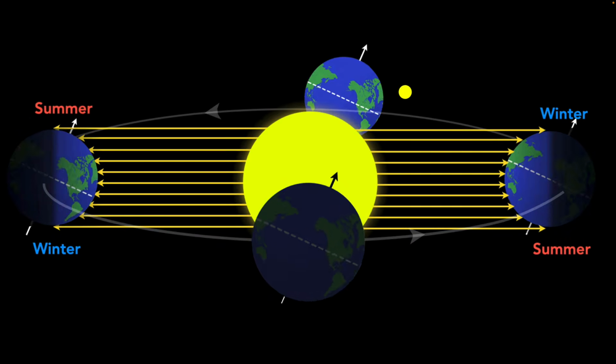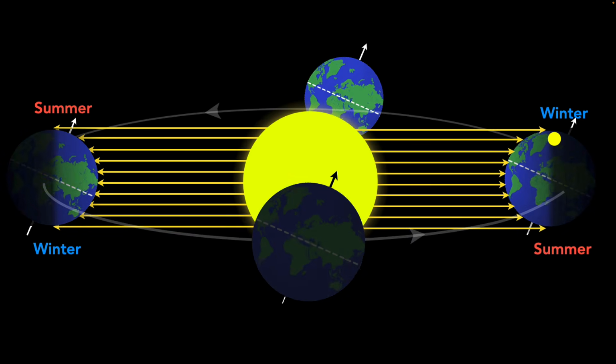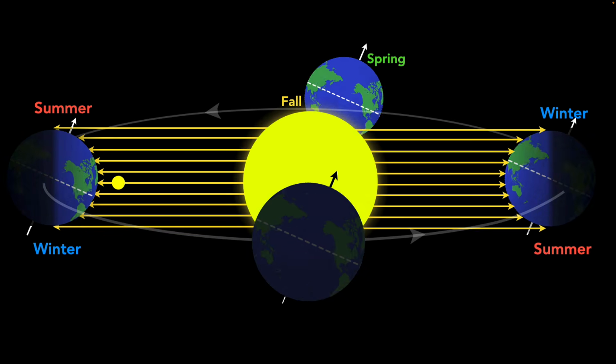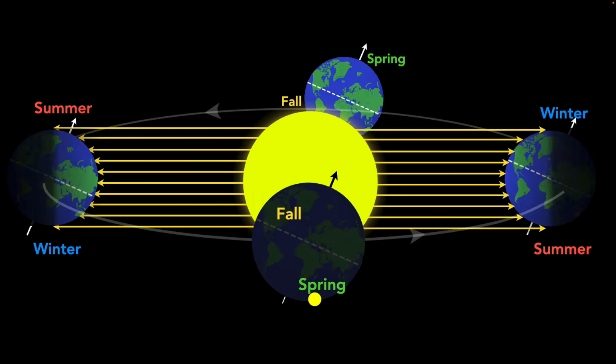So, when we go from here to here, if you look at the northern hemisphere, it's going from winter to summer, and therefore it experiences spring. But the southern hemisphere is going from summer to winter, so it experiences autumn or fall. And of course, the opposite happens over here. The northern hemisphere going from summer to winter experiences fall over here, and the southern hemisphere experiences the spring over here. And that explains the seasons.